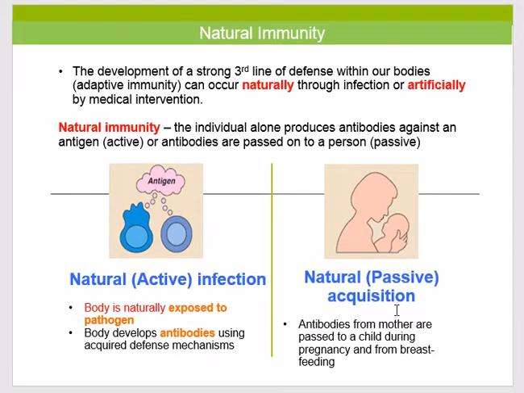Natural passive acquisition is a little bit different. Natural meaning your body is still able to naturally do this, but passive refers to the case of a mother breastfeeding or a mother that's pregnant with a baby passes on her antibodies into the baby's system naturally. But it's a passive process because the baby is not actually producing the antibodies.